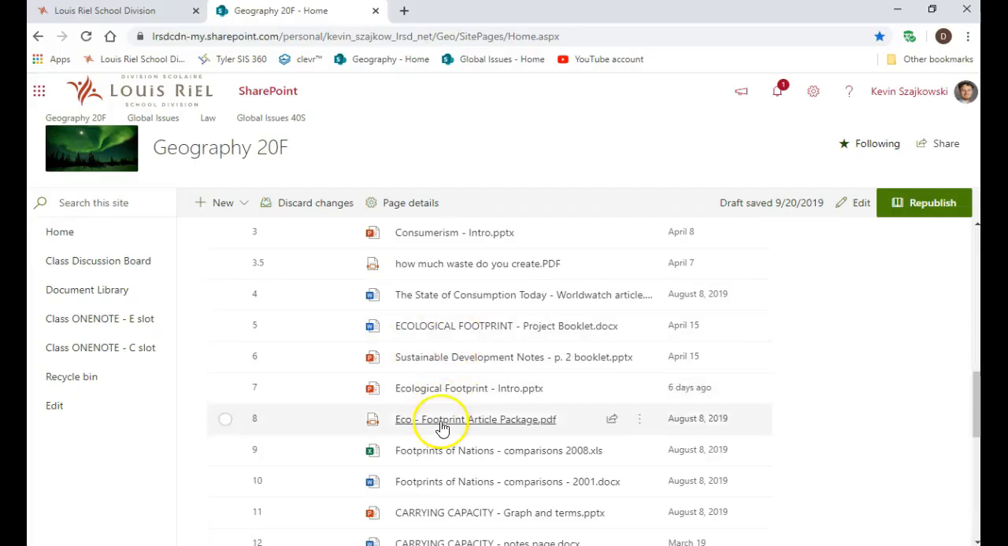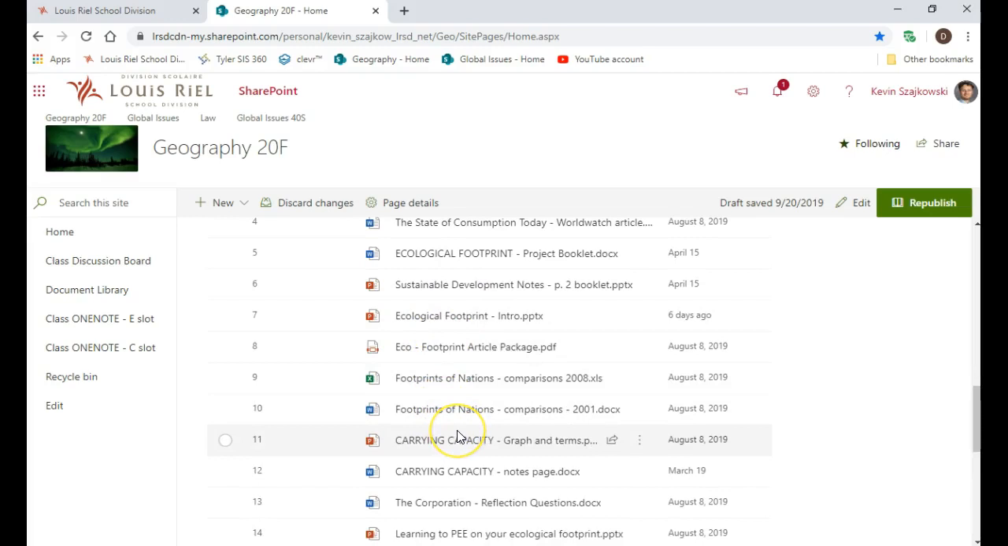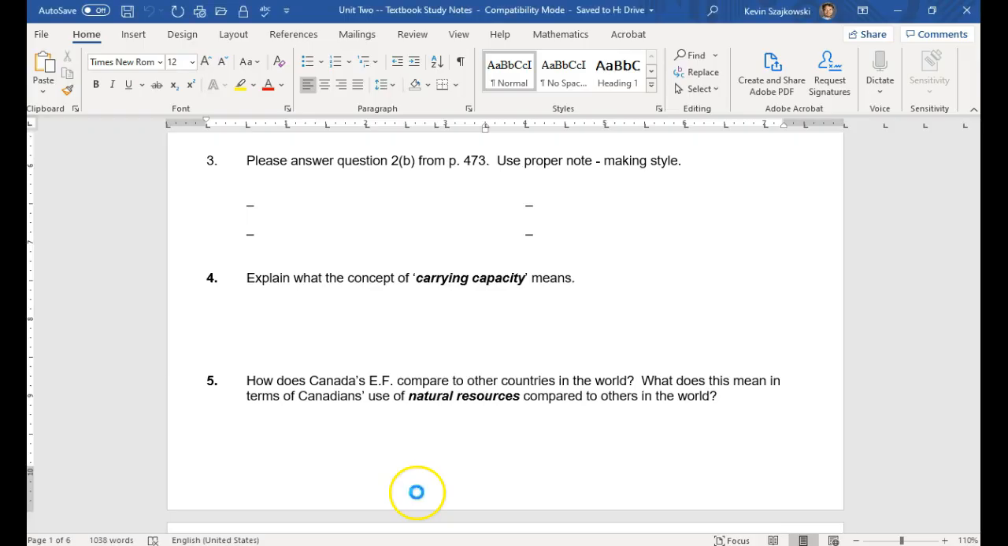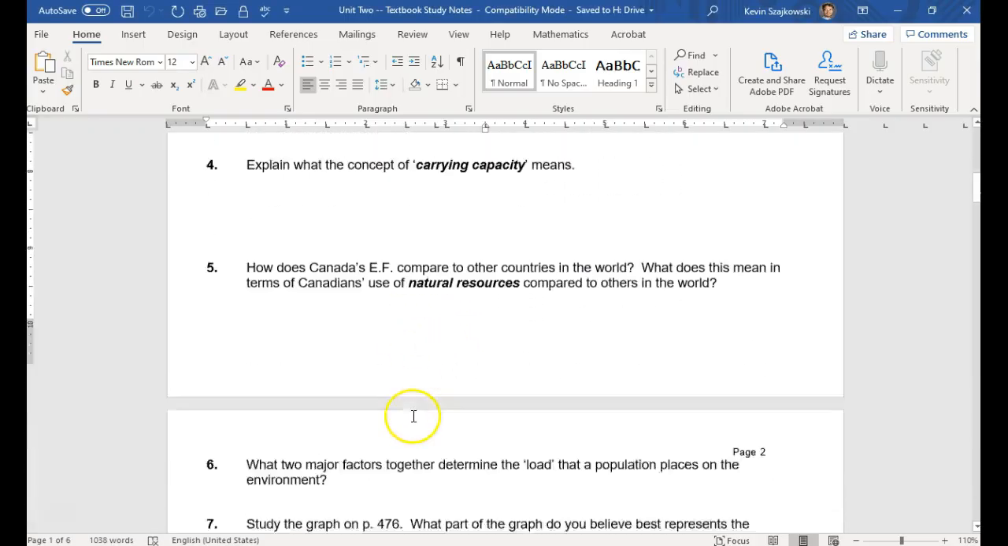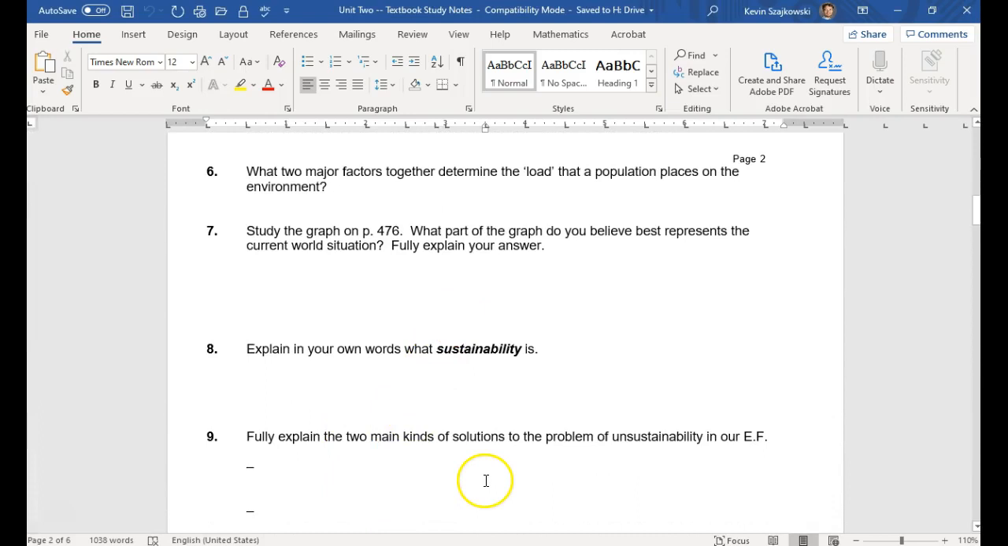And what I'm asking you to do today/tomorrow is simply to continue working on what's left of the ecological footprint textbook study notes. Okay, so those textbook study notes are here, questions 4, 5, 6, 7, 8. You can do 9 if you want.